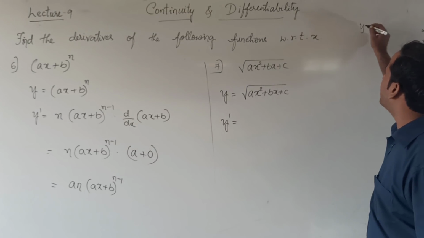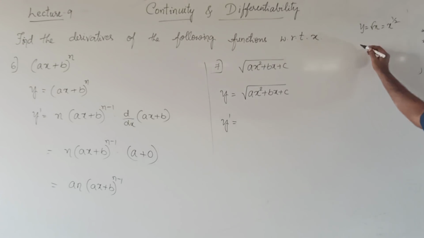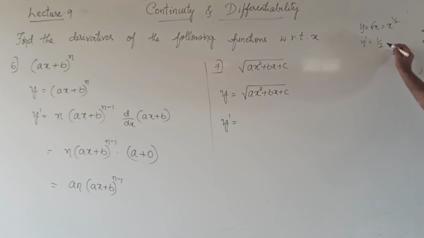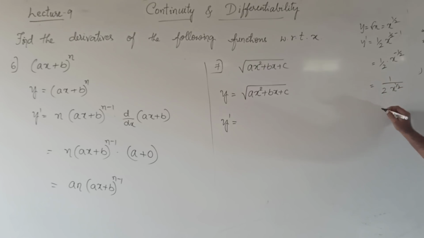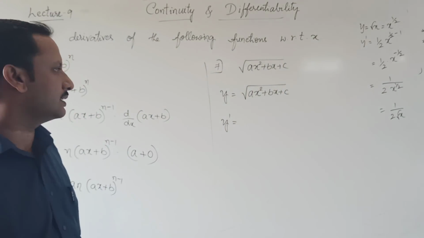How is it so? If I treat y as equal to root x, I can write that root x as x to the power 1 by 2. Now when I differentiate it, y dash is equal to 1 by 2 into x to the power 1 by 2 minus 1, using x power n minus 1. That is equal to 1 by 2 into x to the power minus 1 by 2. 1 by 2 minus 1 is minus 1 by 2. Bring it to the denominator, it will become x to the power 1 by 2, which is nothing but root x. So the derivative of root x is 1 by 2 root x.